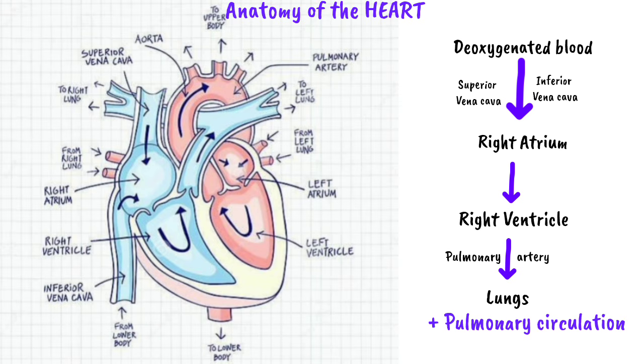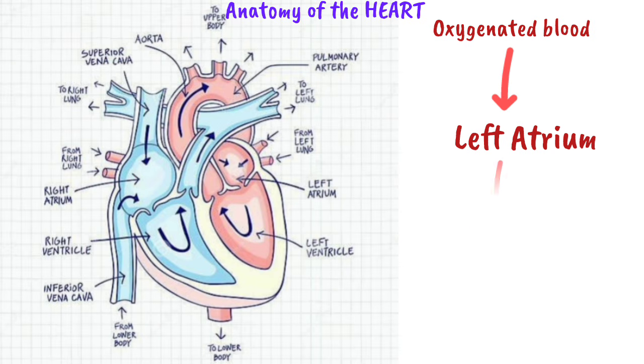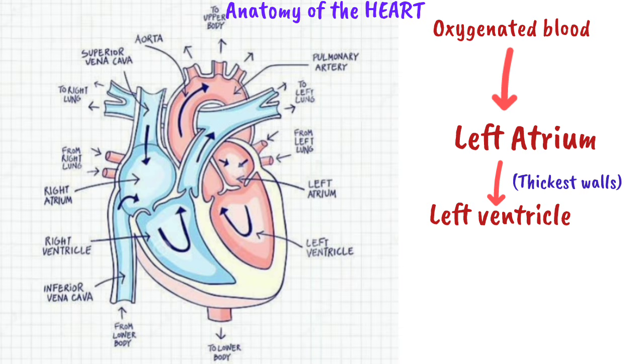Now, once the blood reaches the lungs, it picks up oxygen and releases carbon dioxide. This freshly oxygenated blood returns to the heart, this time into the left atrium through the pulmonary veins. From the left atrium, the blood flows into the left ventricle, and this chamber has the thickest walls because it needs to pump blood out to the entire body. The blood leaves the left ventricle through the aorta, the body's largest artery, and travels into all tissues. This is called systemic circulation.